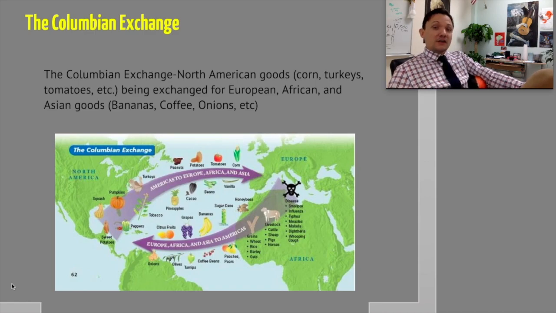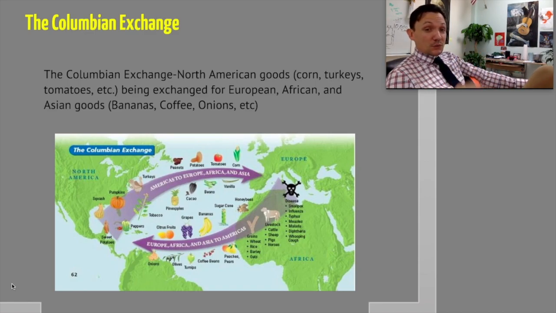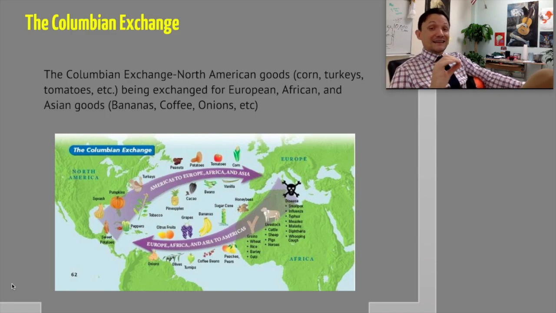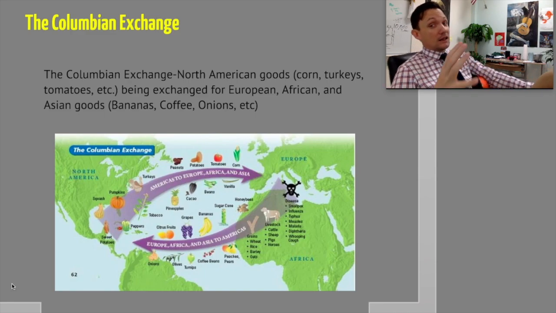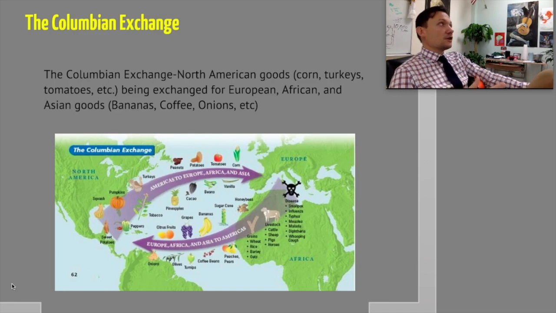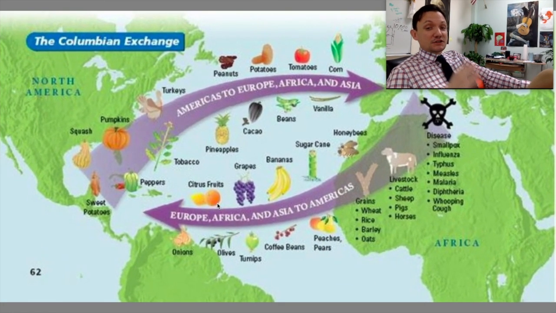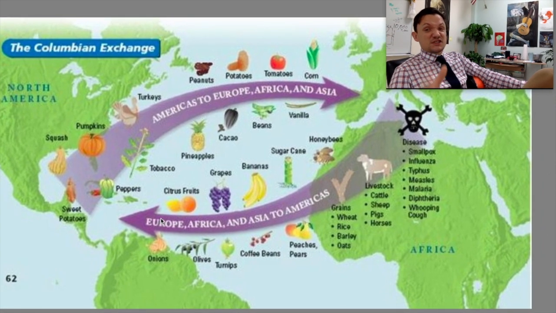All right, so the Columbian Exchange was when North American and South American goods like corn, turkeys, and tomatoes were being exchanged for European and African and Asian goods like bananas, coffee, and onions. Notice I have the words etc. written here because it's not limited to just those things. Look at all this stuff, right?